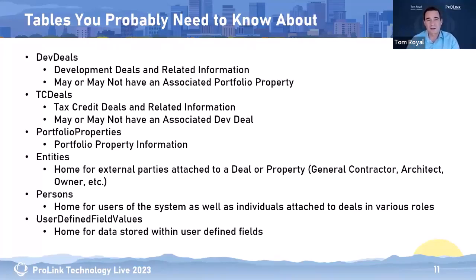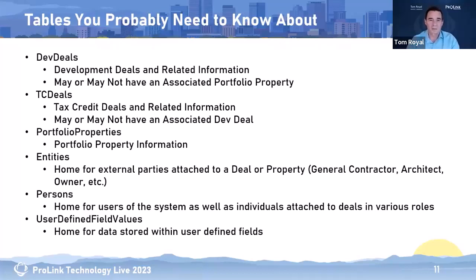Dev deals may or may not have an associated portfolio property. TC deals, again, are tax credit deals and related information. They may or may not have an associated dev deal, and the same with portfolio property. It really depends on your business process and how you capture your information.